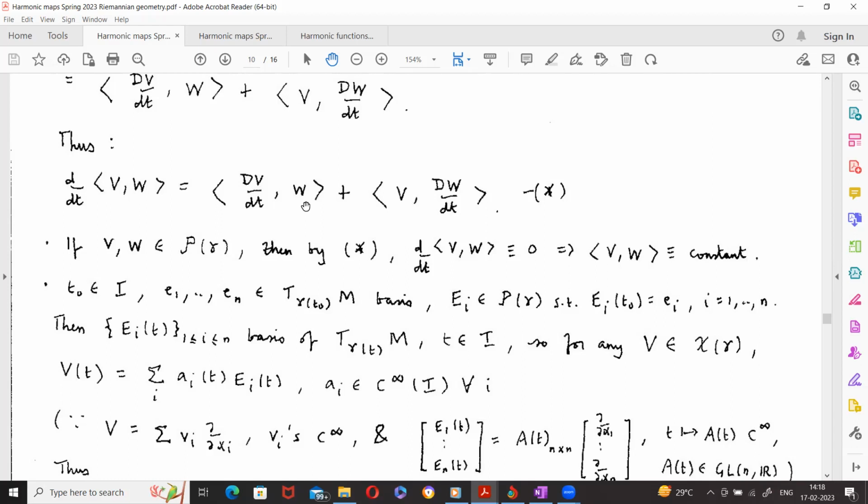So in particular, what does this mean? This means that if V and W are parallel vector fields along gamma, then both dV/dt is 0 and dW/dt is 0. So that means that d/dt of the inner product of V and W is 0. That means that the inner product of V and W is constant. Right. So parallel transport, therefore, will preserve inner products. So parallel vector fields, the inner product between them will be constant, right? So in particular, their length will be constant and the angles between them will be constant. Okay.